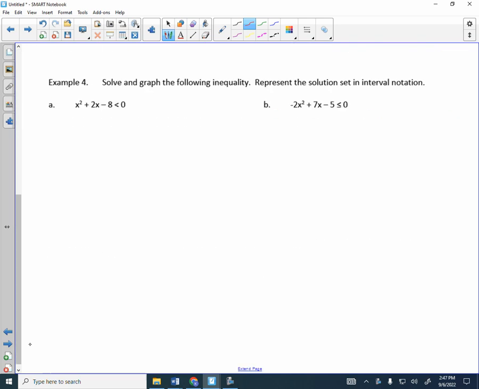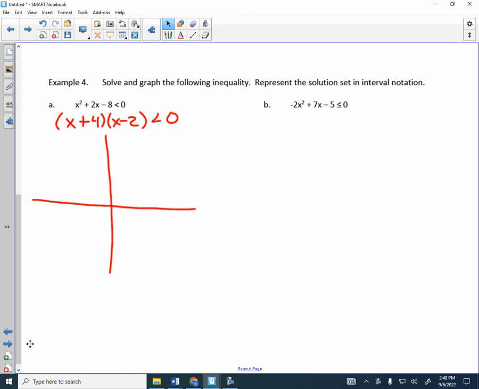Then let's do the graph. X squared plus 2x minus 8 is less than 0. Factor, what does it factor to? x plus 4 and x minus 2. Excellent. So I'm going to make the graph. What numbers do I put on my graph? Close. Negative 4 and positive 2. Does this go right side up or upside down? Right side up. It's a positive x squared.